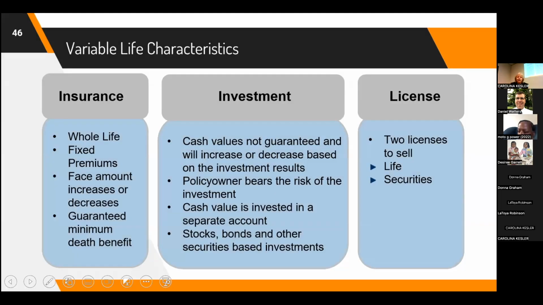Variable life characteristics. Here's your summary of all this stuff. Whole life insurance: fixed premiums, face amount increases or decreases, and guaranteed minimum death benefits. In the investment part, the cash values are not guaranteed and will increase or decrease based on the investment results. The policy owner bears the risk of the investment in variable life, right?